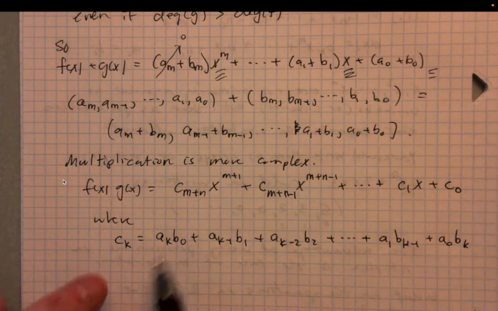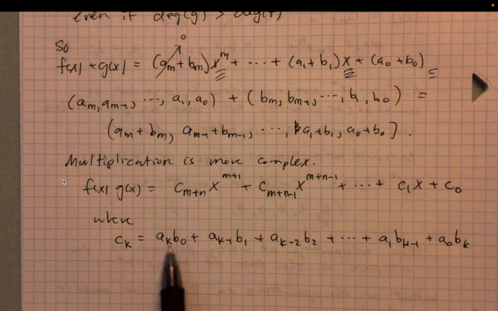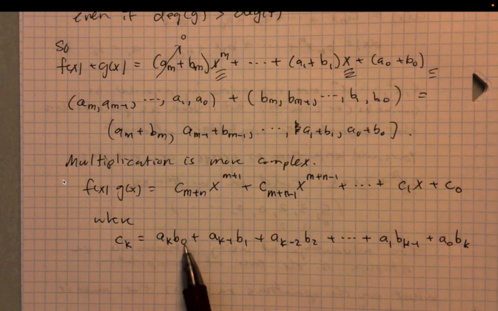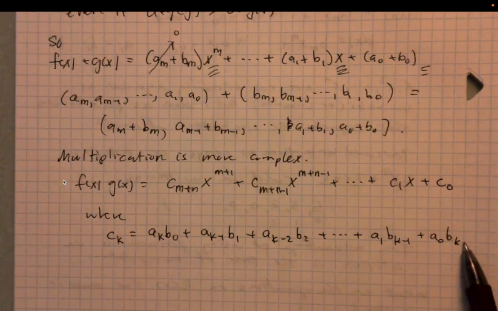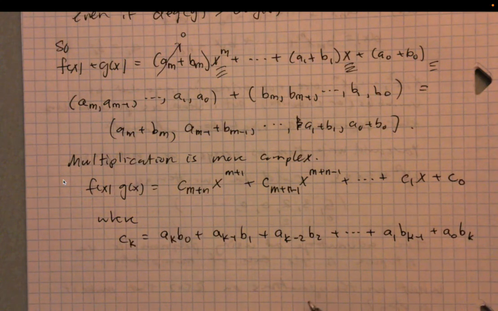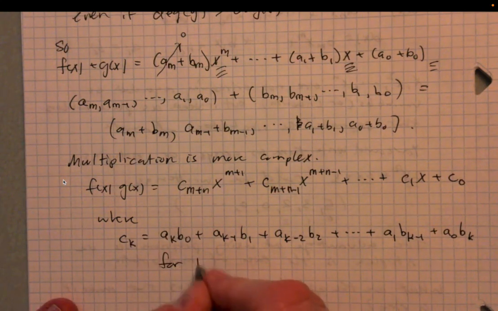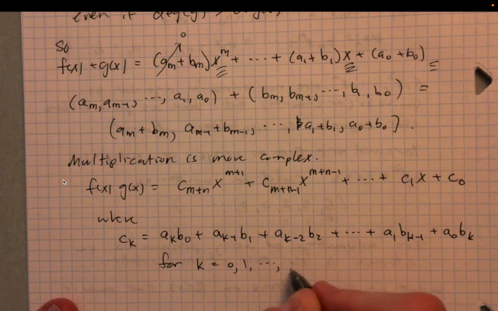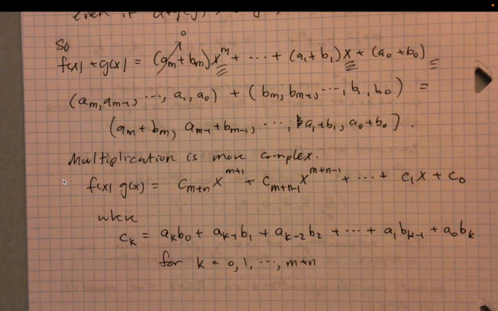Now, what's happening here? Well, if you're looking at the kth coefficient of the product, then it's going to be all of the combinations starting with a sub k and b sub 0 and decrementing the a subscript and incrementing the b subscript until you get to the other end. And this is going to be for k equal to 0, 1, up to what? M plus n, right?